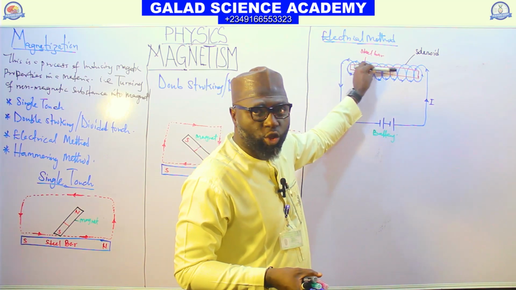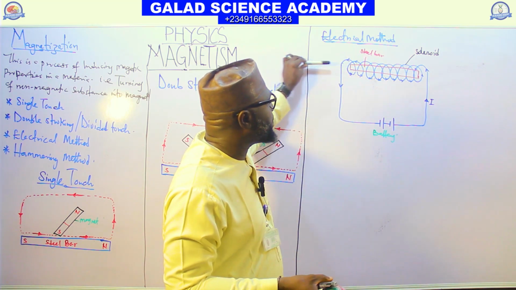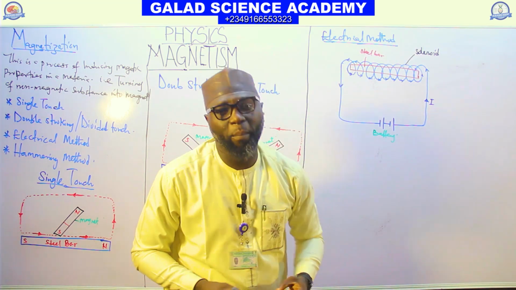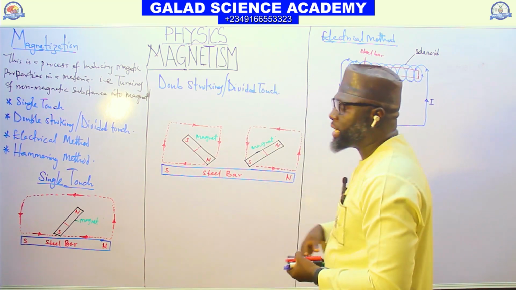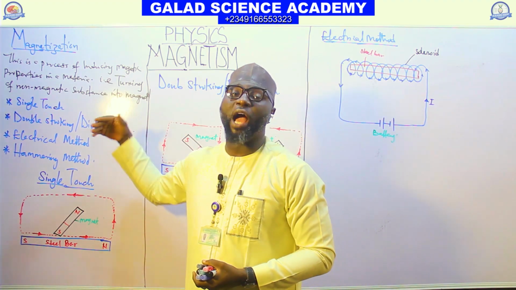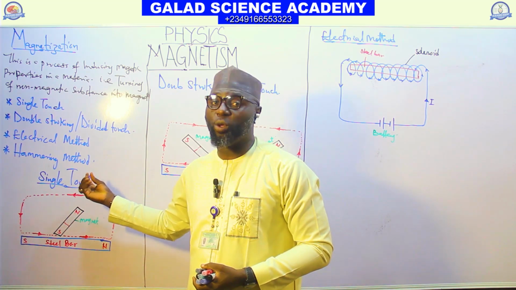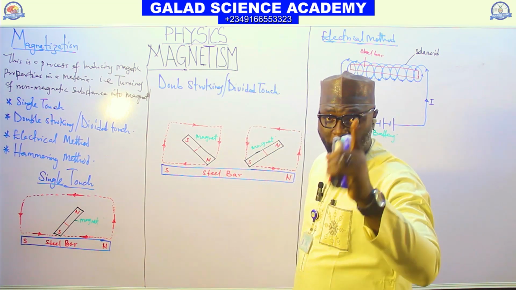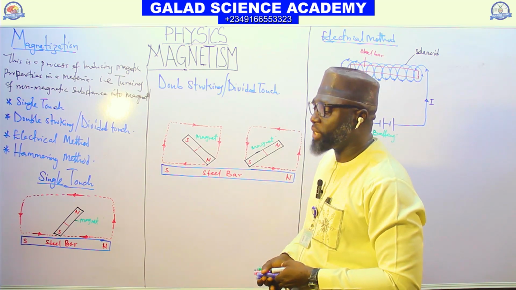For some minutes. After some minutes, remove the steel bar out of the solenoid. The steel bar will become a magnet. So the last one is by hammering. If you hammer a non-magnetic substance like iron, it will become a magnet. But mind you, the best method is by using the electrical method.